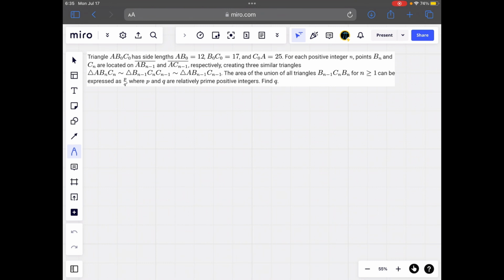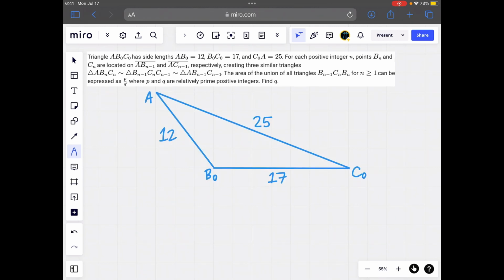The area of the union of all triangles Bn-1CnBn for n greater than or equal to 1 can be expressed as P over Q, where P and Q are relatively prime positive integers. Find Q. This is triangle AB0C0, which has side lengths 12, 17, and 25.